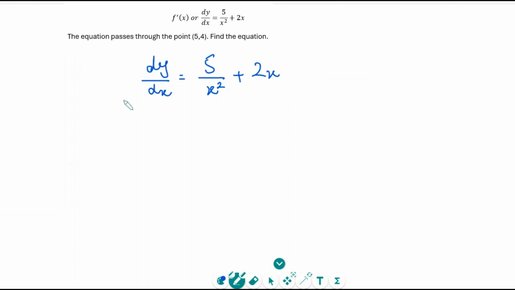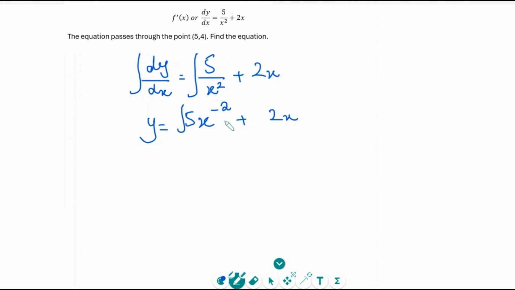So when you have dy by dx and you're trying to find y, as we established earlier, what you need to do is integrate it, because when you integrate dy by dx, you get y. Now I'm going to integrate both of these individually. So 5 over x squared, that means I'm going to bring x up here and the power is going to become minus 2, and then 2x.